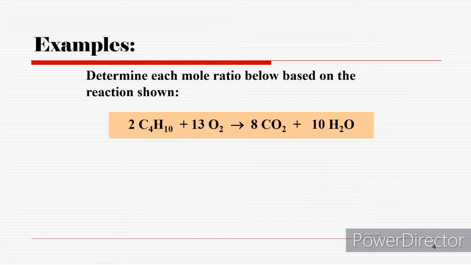Determine each mole ratio below based on the reaction shown. 2 molecules of butane plus 13 molecules of oxygen will yield 8 moles of carbon dioxide plus 10 moles of water.